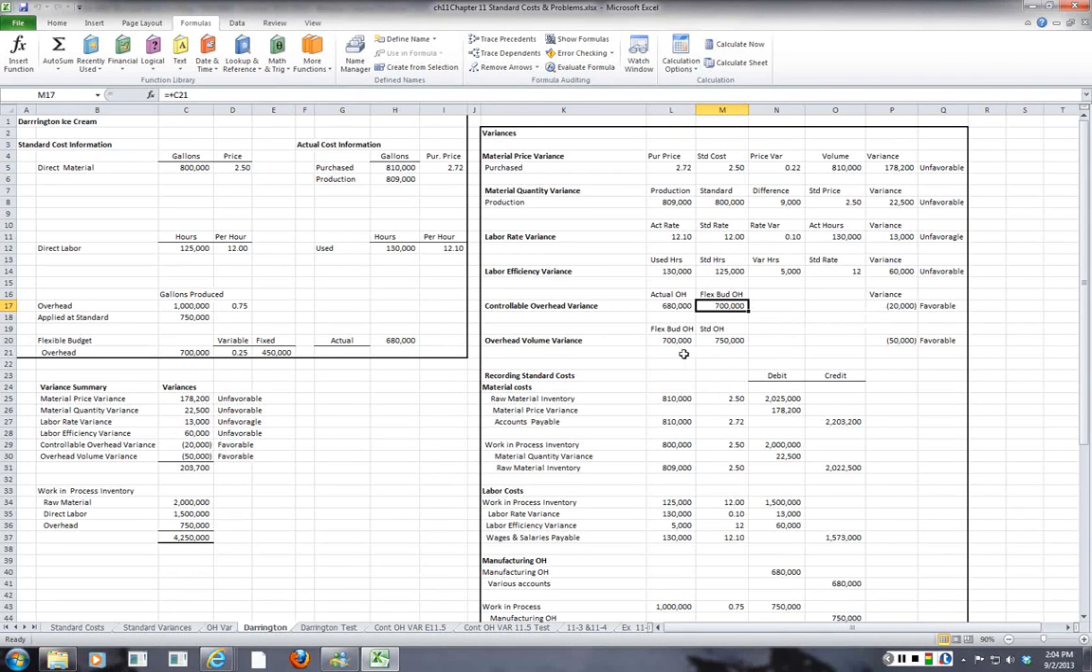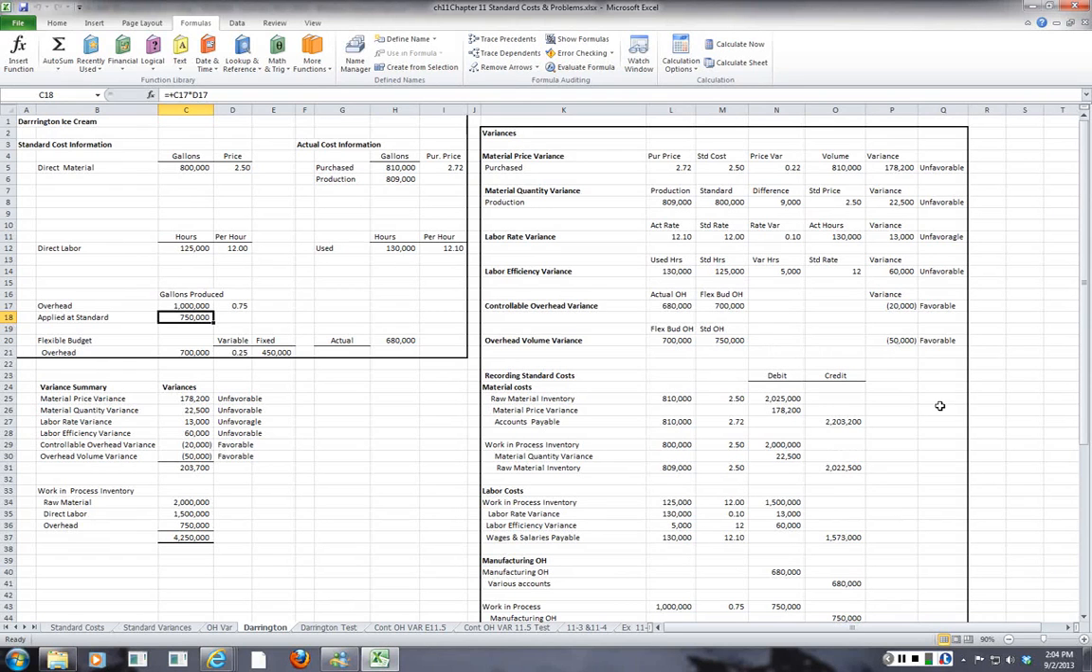The overhead volume variance takes the flexible budget overhead, which is 700,000, and compares that with the overhead at standard, which is that $750,000. So we have a $50,000 favorable variance.